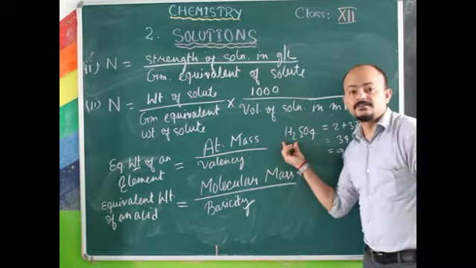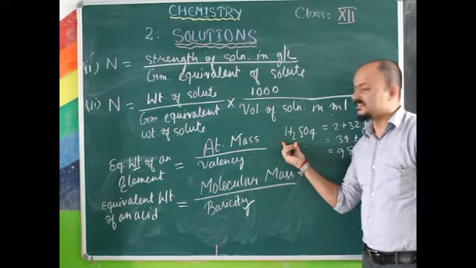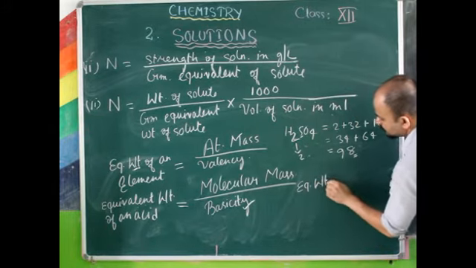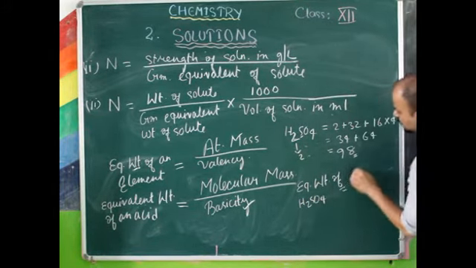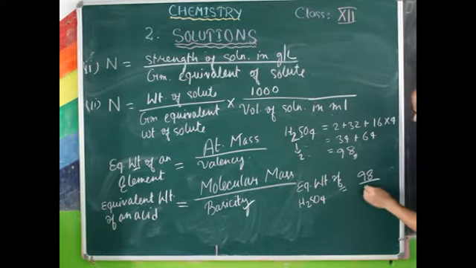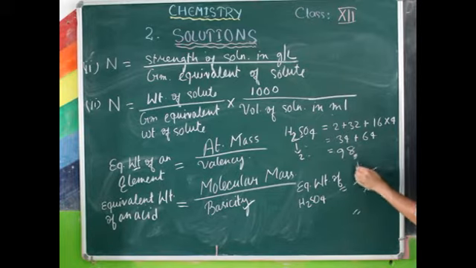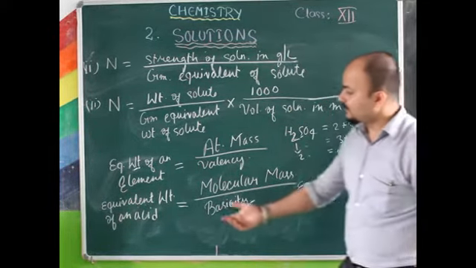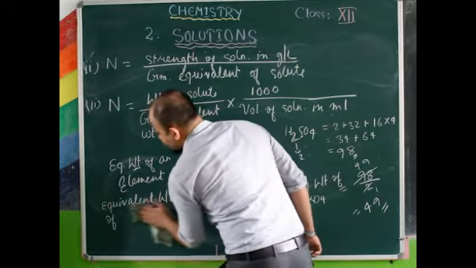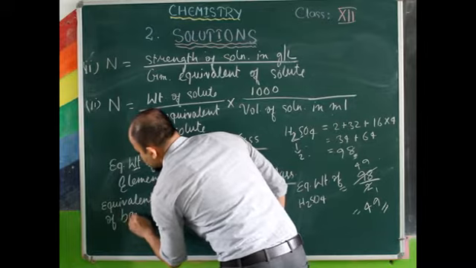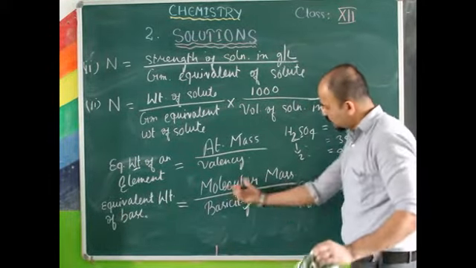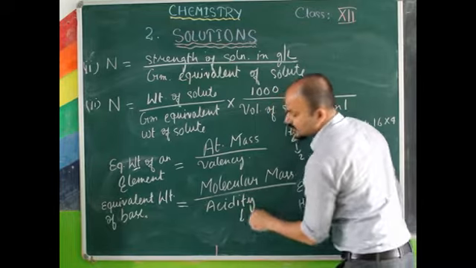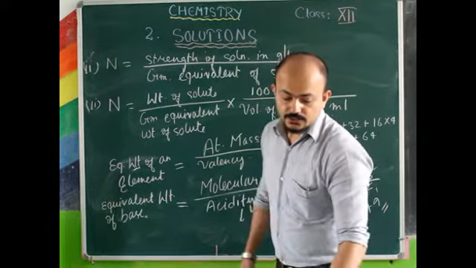Basicity is the number of replaceable hydrogens, or the number of hydrogen ions it can generate in aqueous solution. So here its basicity is 2. Therefore, the equivalent weight of sulfuric acid, H2SO4, will be equal to its molecular mass, 98, divided by its basicity, 2. Therefore, you get 49. So equivalent weight can be calculated in this manner. Now, if it is a base or alkali instead of an acid, then equivalent weight is its molecular mass divided by its acidity. Acidity means the number of OH minus ions it can generate in aqueous solution. So hope this is clear.